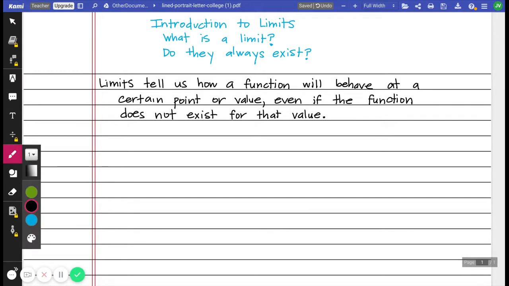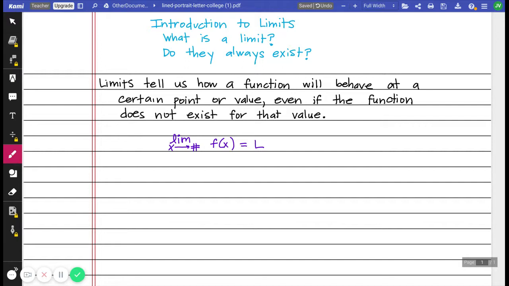Here's how we do this. We use limit notation, and limit notation looks like this. It says lim, that's the abbreviation for limit. We talk about the limit as x approaches, that's what the arrow means, x approaches a number. And we talk about that limit in terms of a specific function. So the limit as x approaches a number in this particular function equals some result.